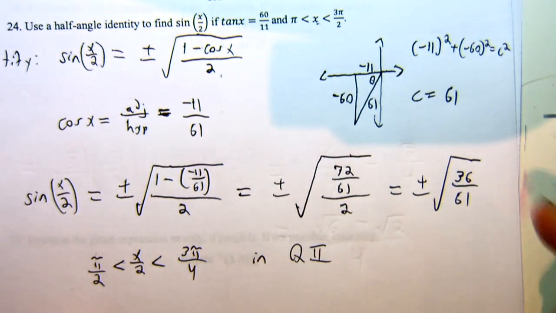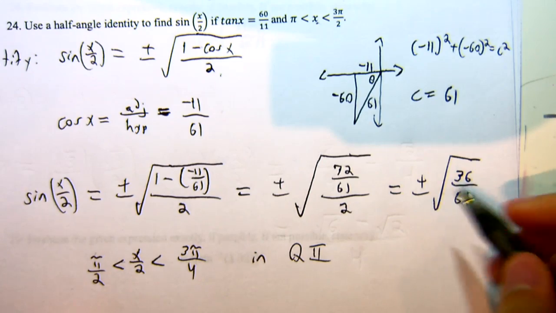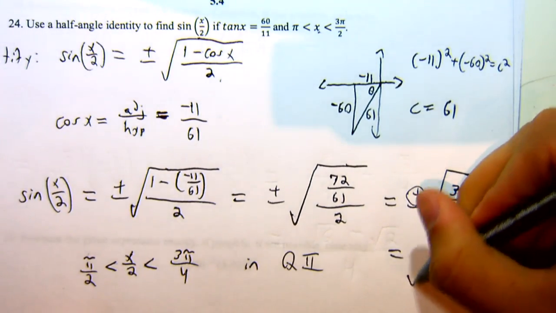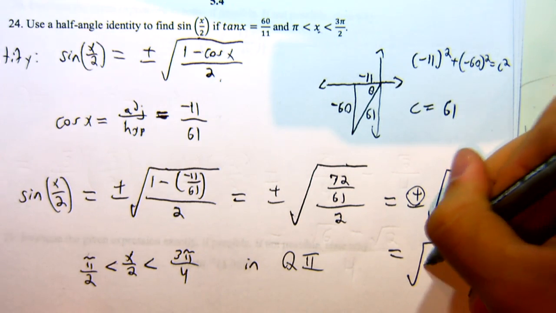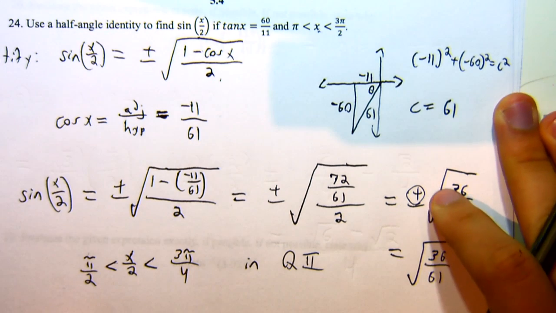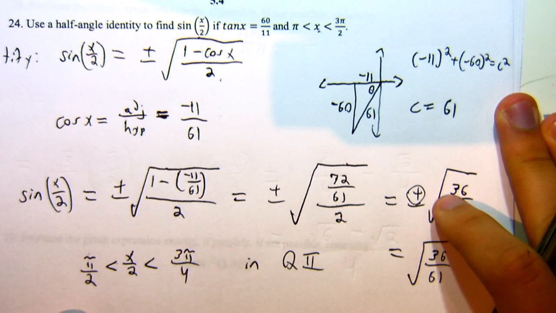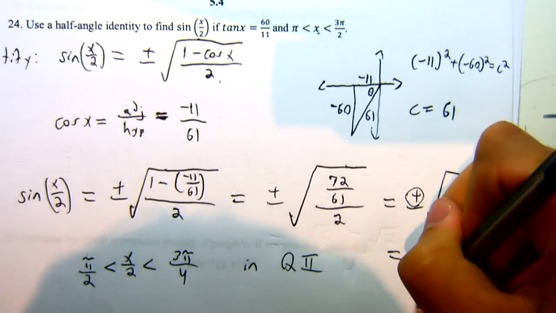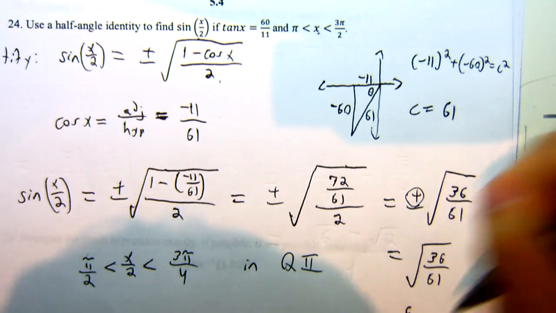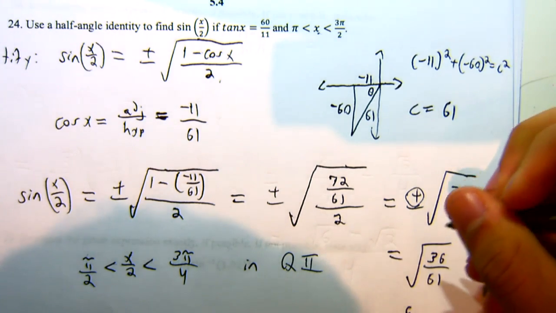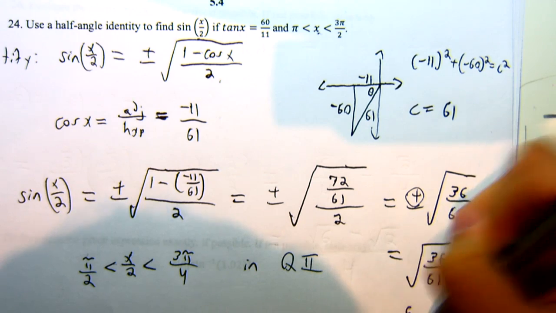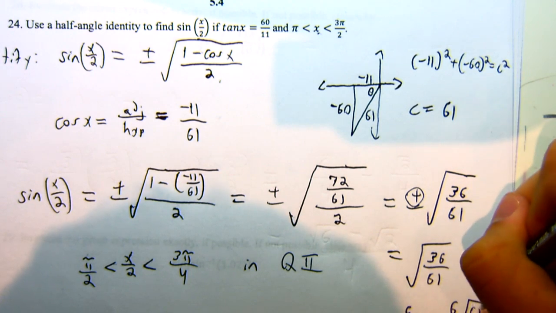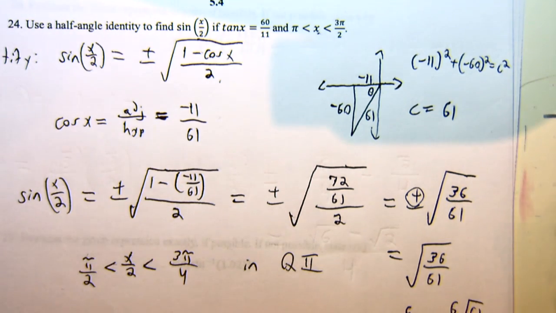And we know that in the second quadrant, sine is a positive value. So positive square root of 36 over 61. And we can simplify this further. So this becomes 6 over square root of 61. Rationalize the denominator. You get 6 square root of 61 over 61.